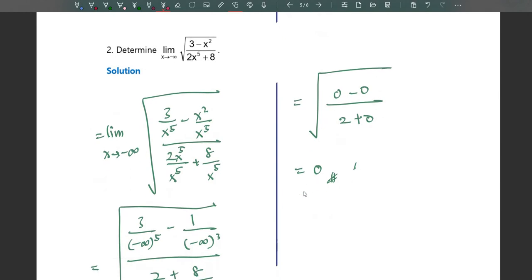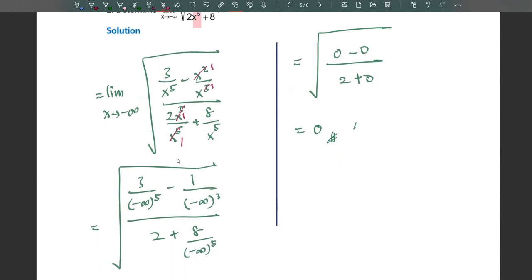Let's move to the next one. We have here, determine limit of root of (3 minus x squared) over (2x to the power of 5 plus 8) when x approaches negative infinity. So we need to search for the highest power in the denominator, and here it is x to the power of 5. Therefore, every term needs to be divided by x to the power of 5. Just simplify wherever you can. Then substitute the value of negative infinity in all x.